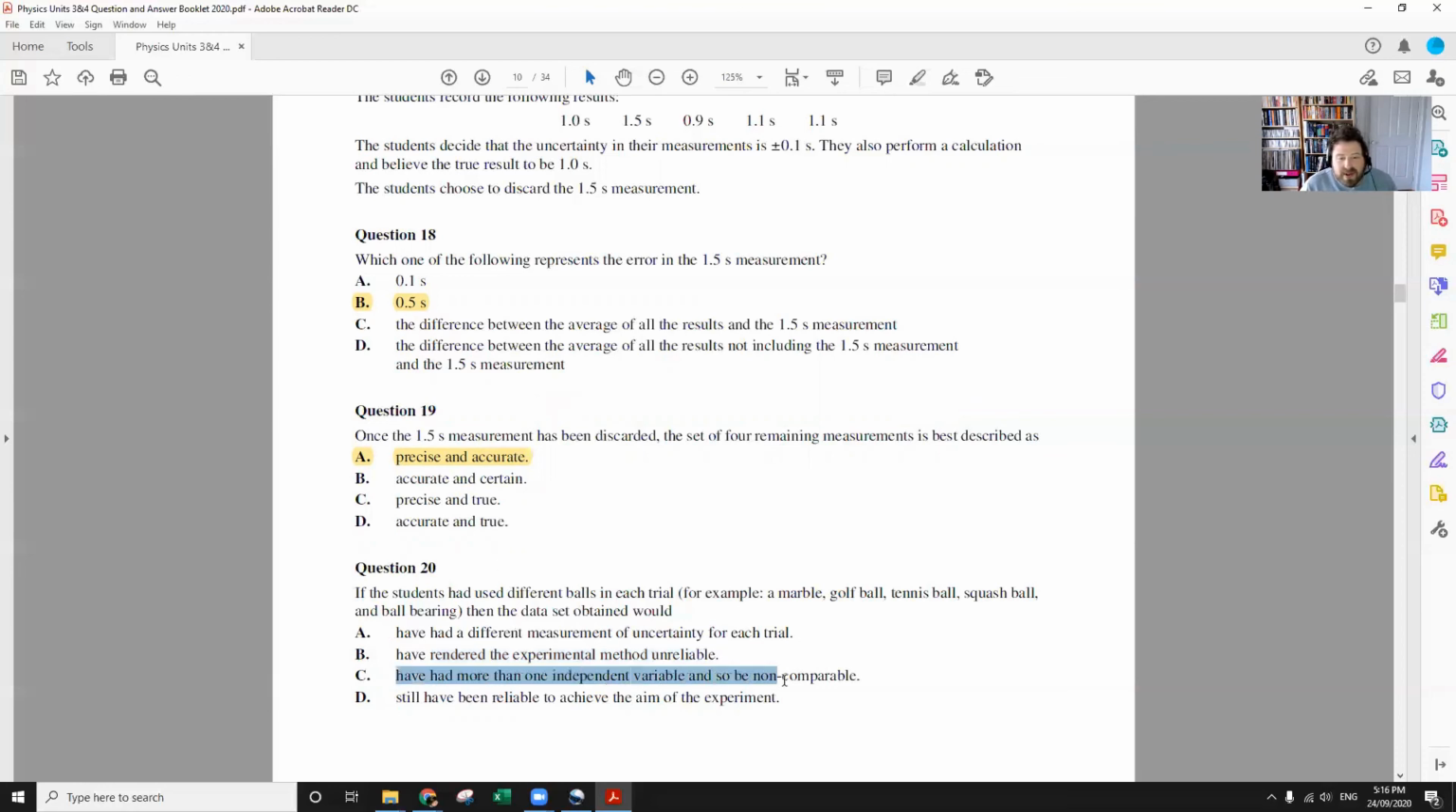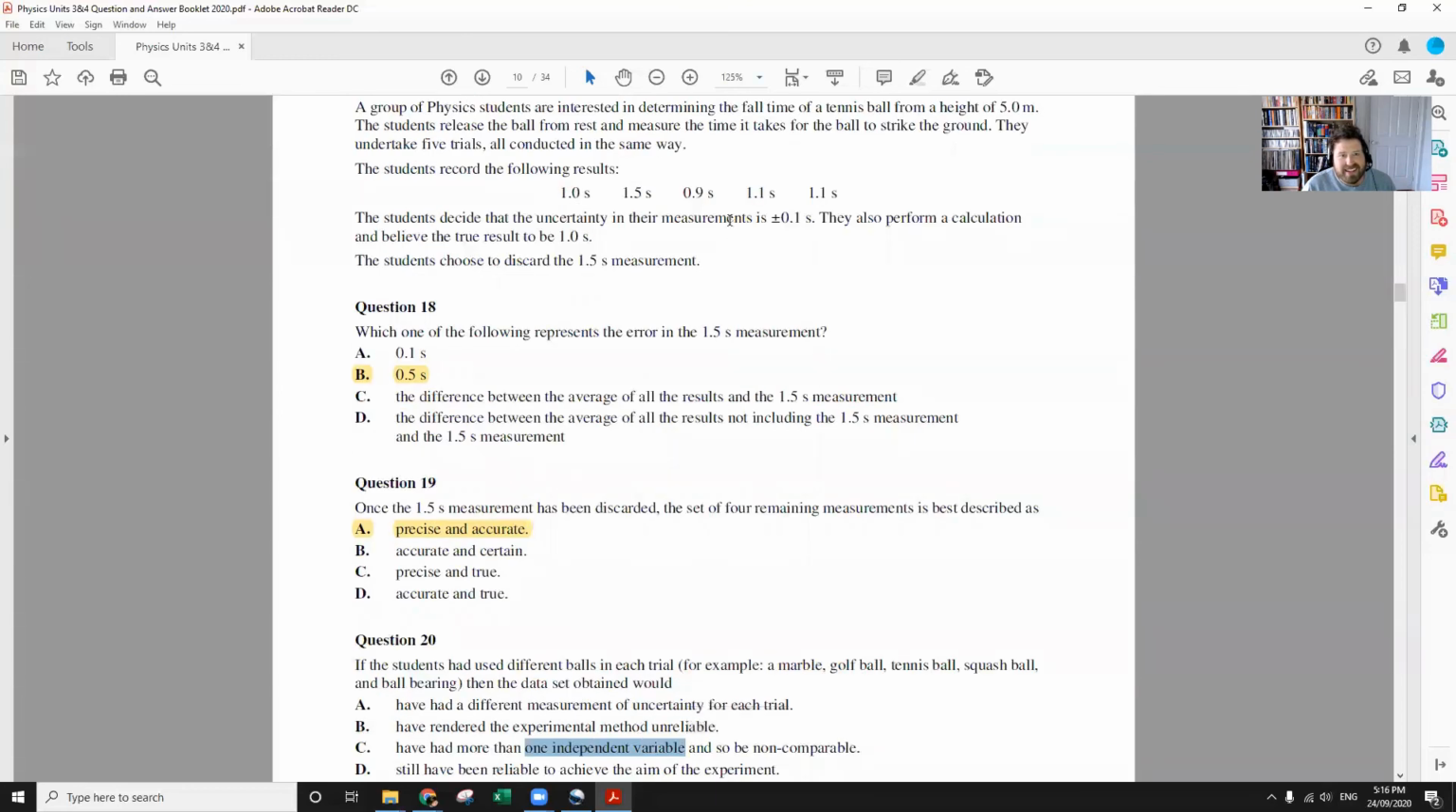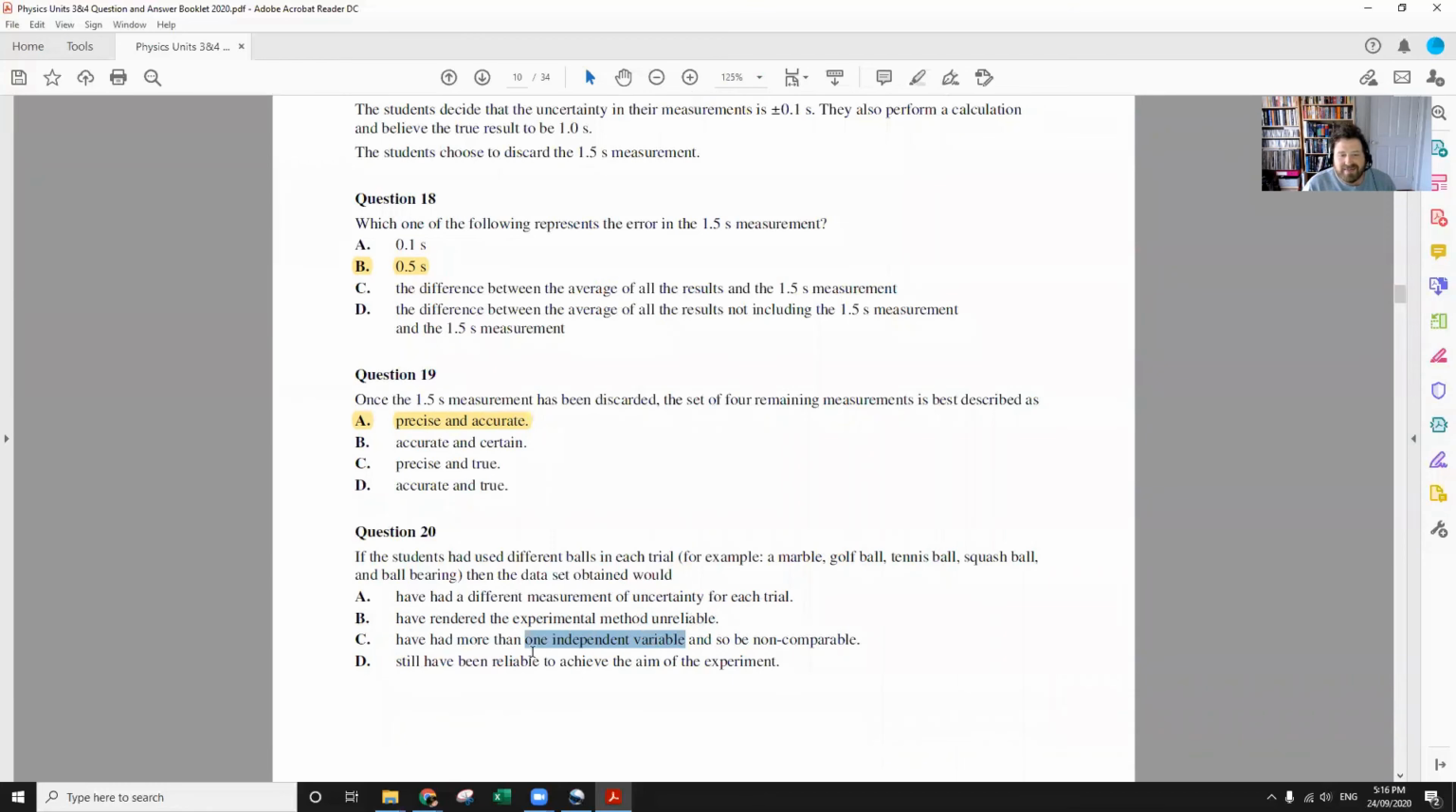Have had more than one independent variable and semi-non-comparable. Yeah, so that's what's happening here. I don't even know if there is an independent variable in this. I don't know that anything is actually changing from one trial to the next. So maybe more than one is a stretch, but it's certainly the case that the trials are non-comparable, because in a very big way, we're changing one of the conditions of the experiment unnecessarily between trials. So there's an extra independent variable in there that we're not talking about.